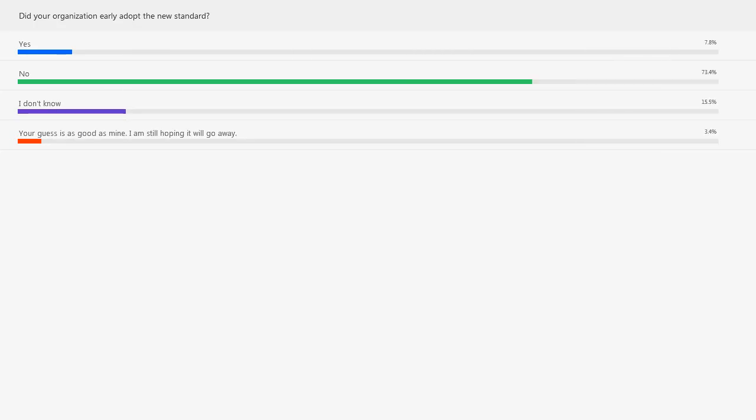Here we go. Looking at some of the responses, it looks like there are a few of you on here that have early adopted, and this is about what we're seeing with many of our clients. We've got a handful that have adopted, but the majority of participants still have not adopted this new standard. And that's why we're here today, to go through this.